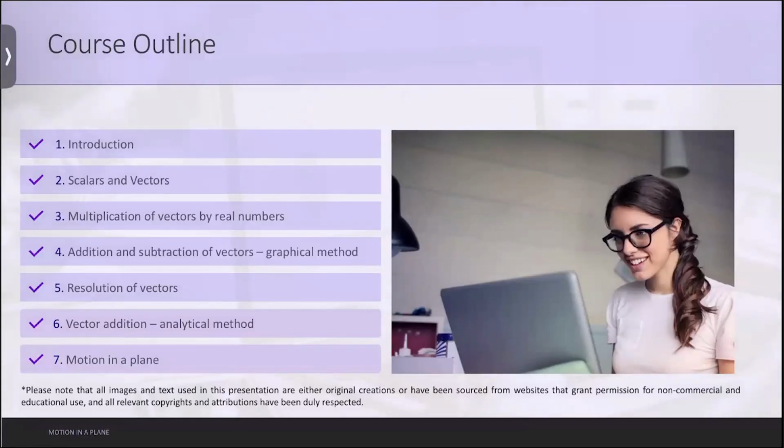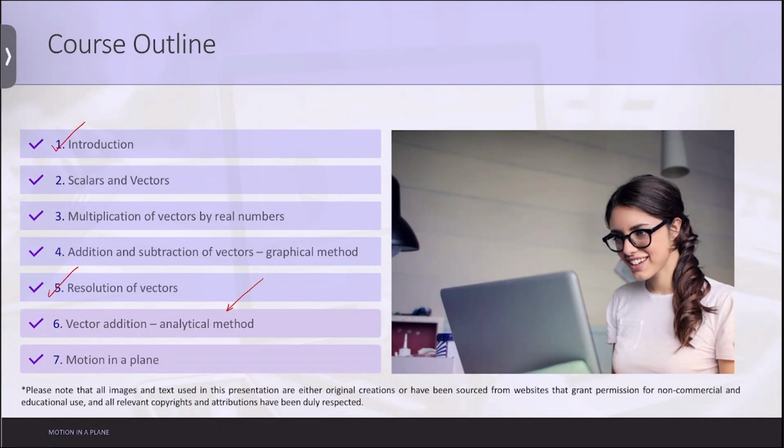Fine. So first of all, a course outline for you. Right now, we're on the 5th topic. Only a bit of information is required to convey to you about the 5th topic, and then we can move on to the 6th topic, that is vector addition and analytical method. Introduction was done first, in which we understood, after motion in a straight line, what all things have to be added. So basically we increased one dimension.